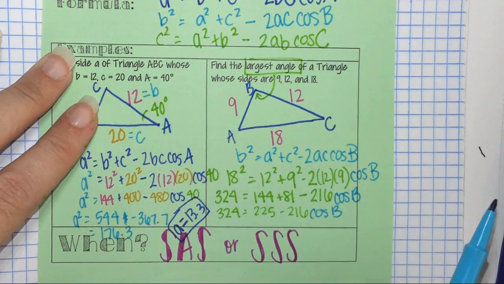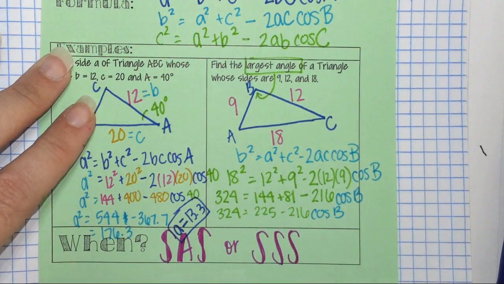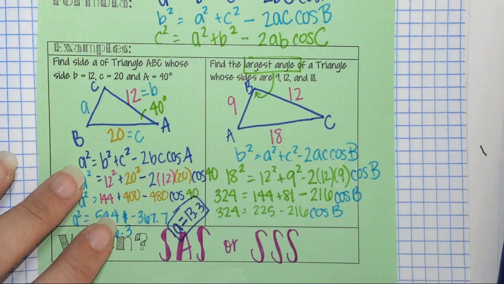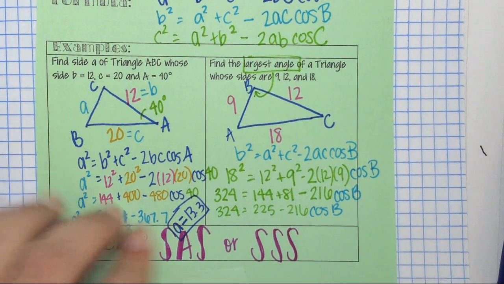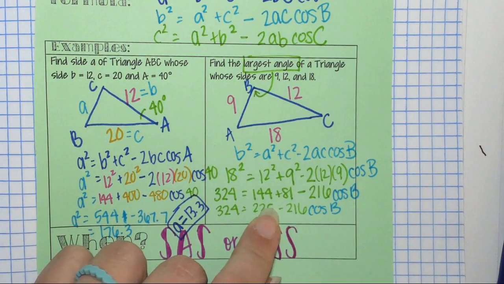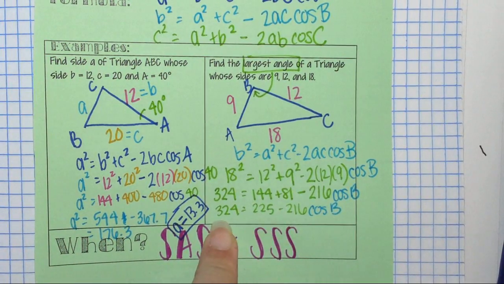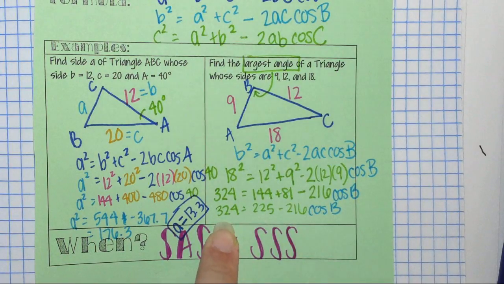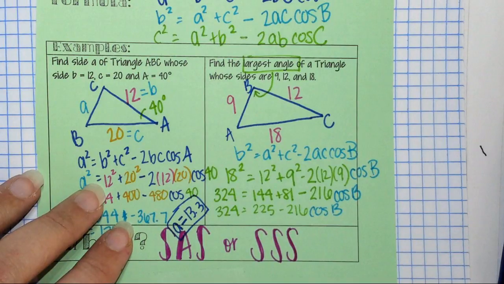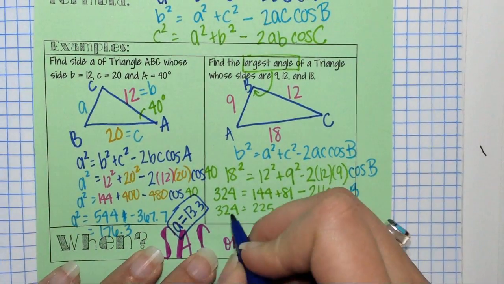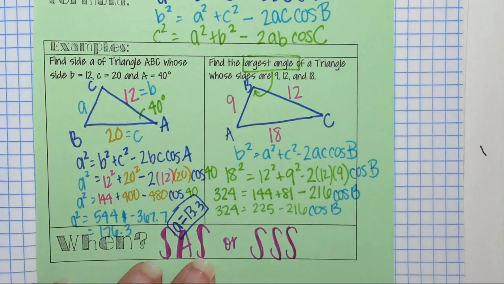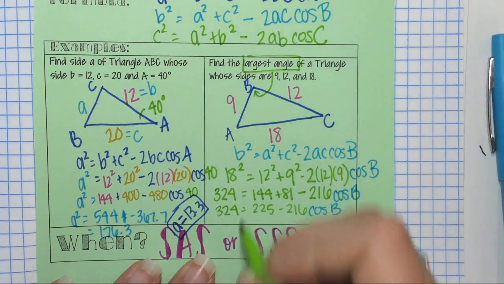But it doesn't matter. Can anybody tell me what I do from this part right here? 225 minus 260. No, because this is negative 216 times the cosine of B. So I'm going to need to move this 225 over here. How would I do that? Subtract it. All right, what's 324 minus 225? I got 99. I got 99 as well. Okay, that's 99.